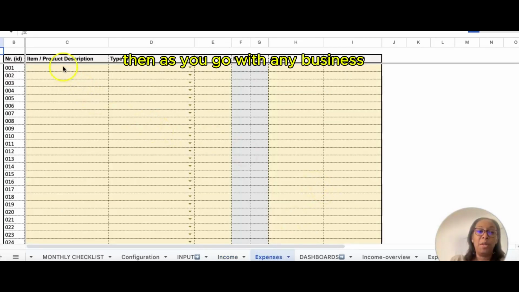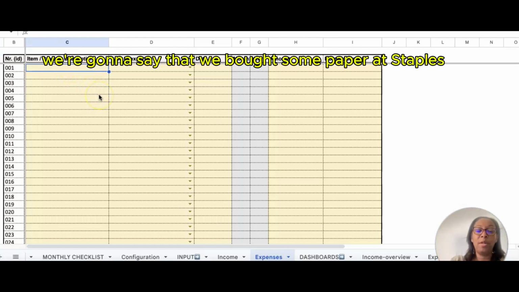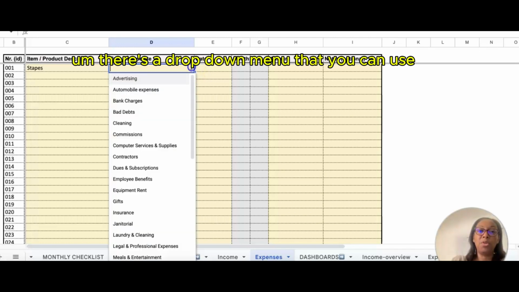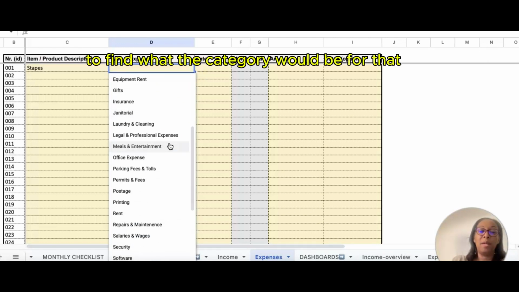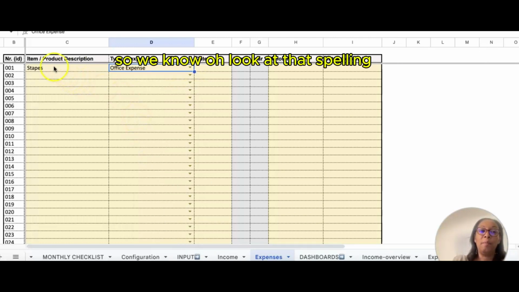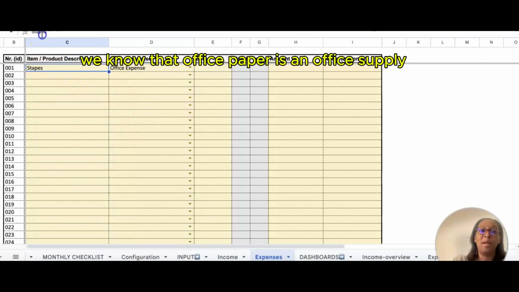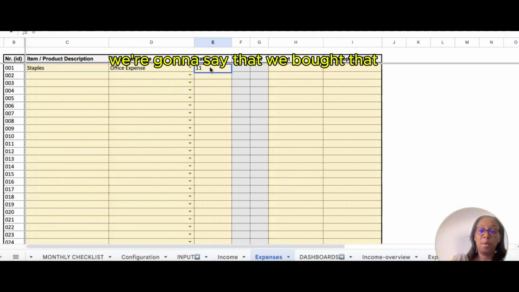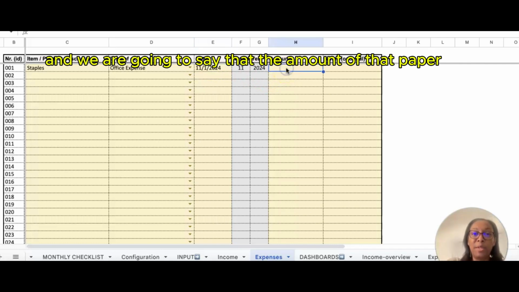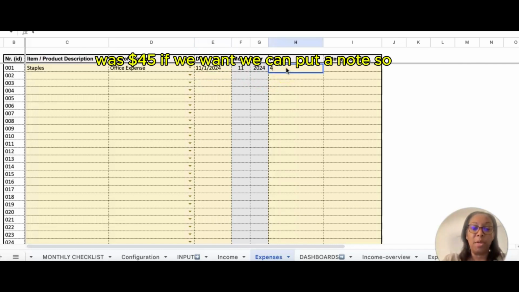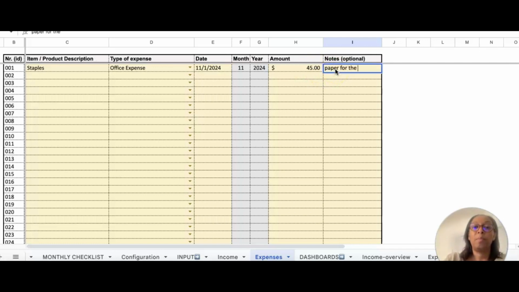Then as you go with any business, you're going to have expenses. So we're going to say that we bought some paper at Staples. There's a drop-down menu that you can use to find what the category would be for that. So we know, oh, look at that spelling. We know that office paper is an office supply. We're going to say that we bought that in the beginning of November, and that the amount of that paper was $45. And if we want, we can put a note. So, kind of get the gist of it.